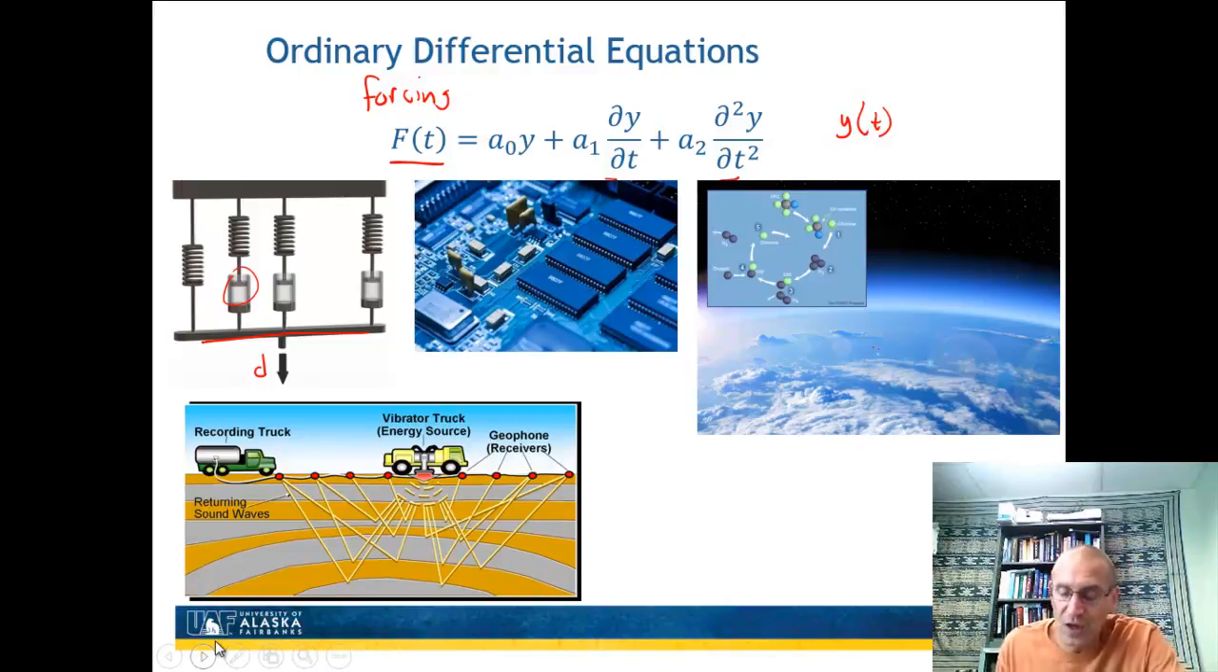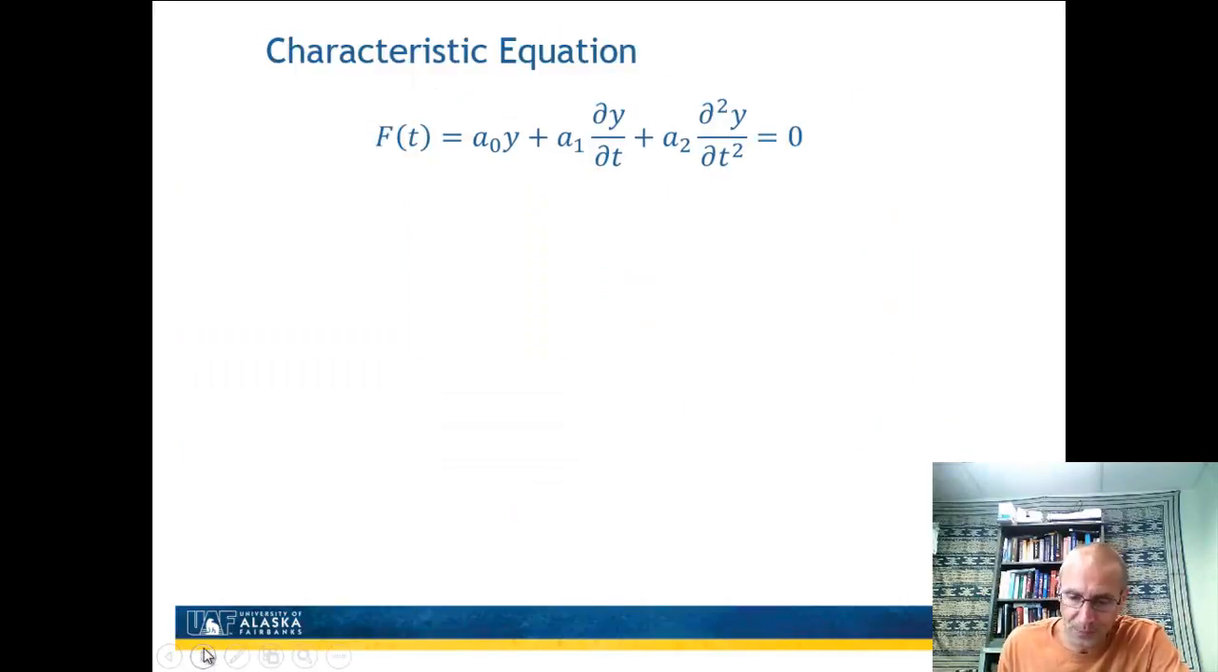And in geological engineering, here I've got some radio sounding going on where I've got attenuation of the signals as it propagates through this material and it reflects. And this also could be described by an ordinary differential equation. So they arise in very many aspects of engineering.